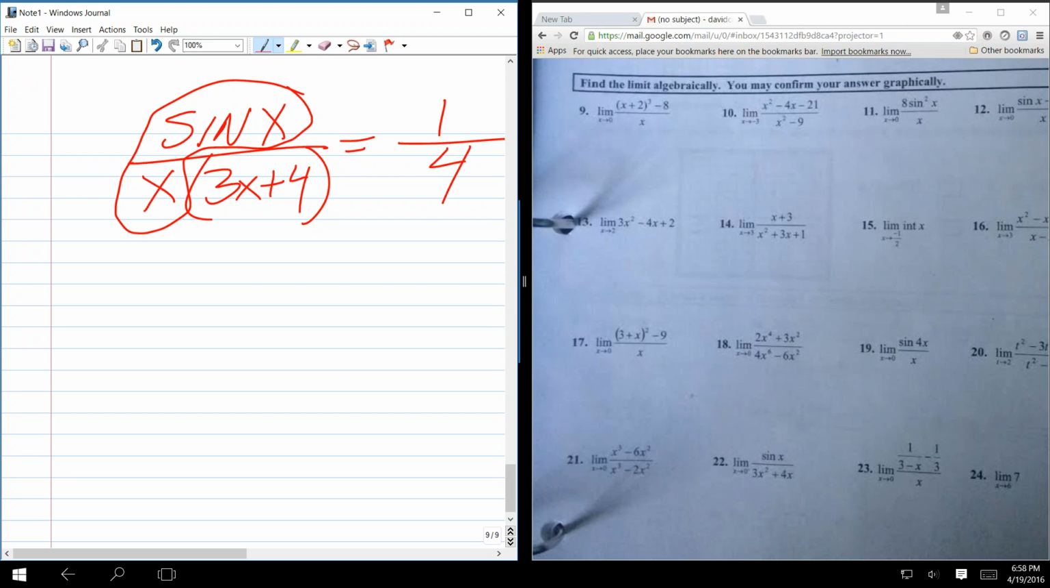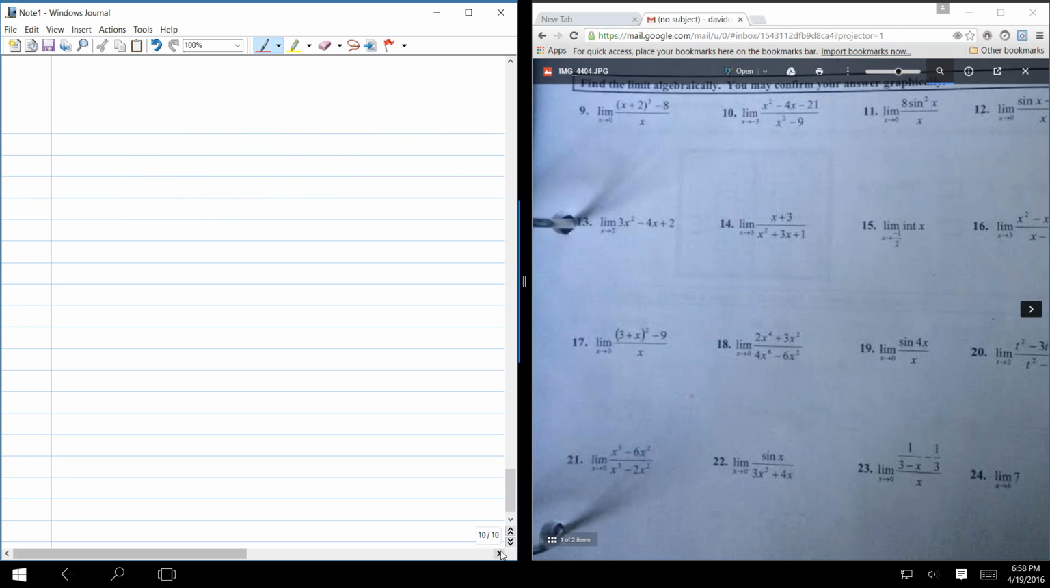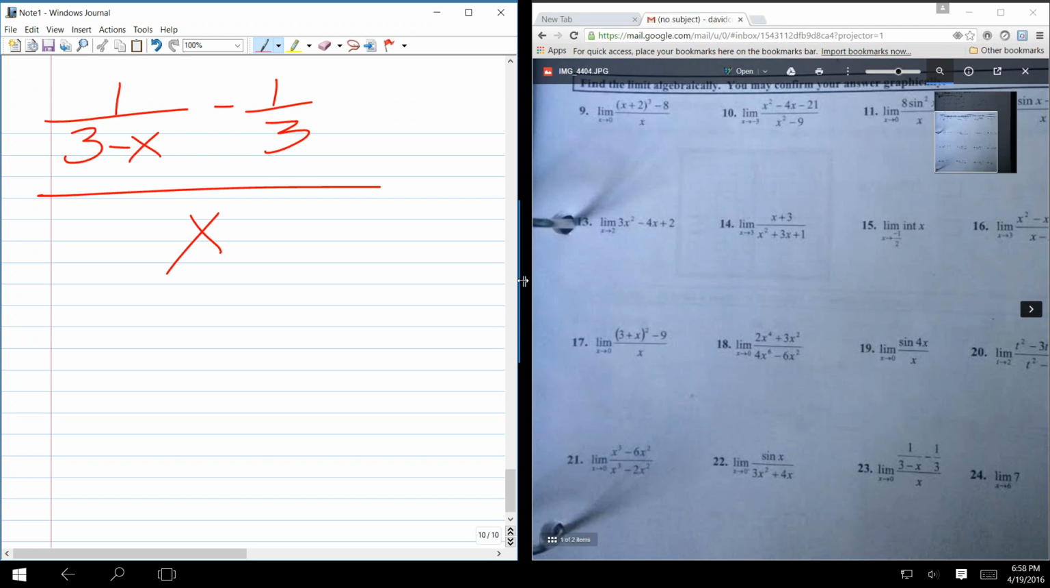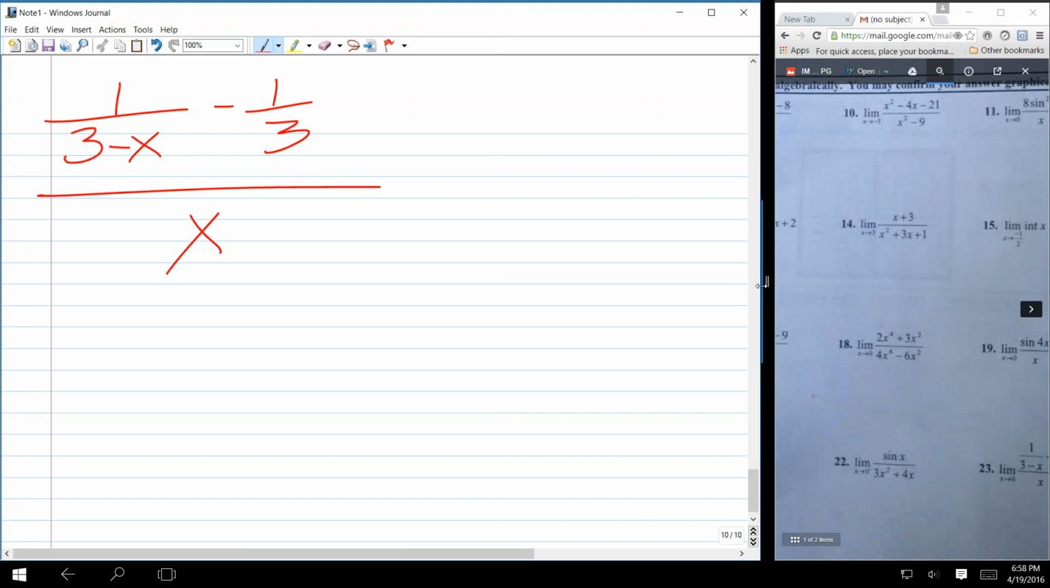Now, real quickly, let's do 23, because we haven't done a problem like 23 before. It's not a factoring problem. It's a subtract that fraction from that fraction problem. So how do I do that? Notice direct substitution does result in 0 over 0.